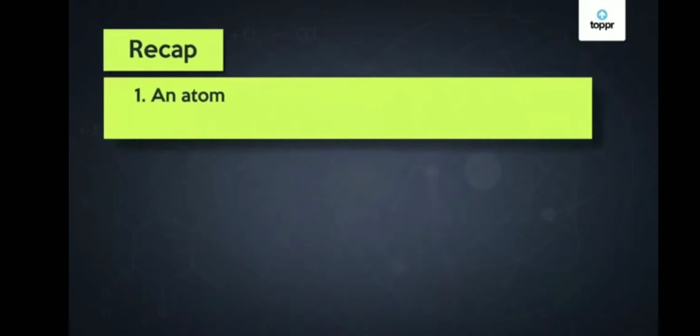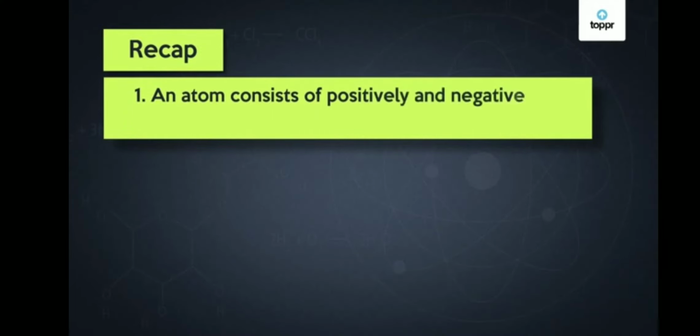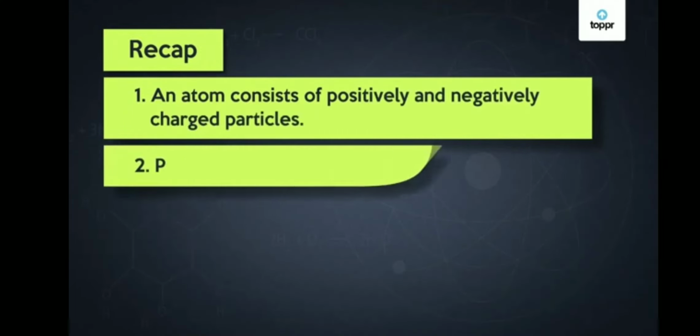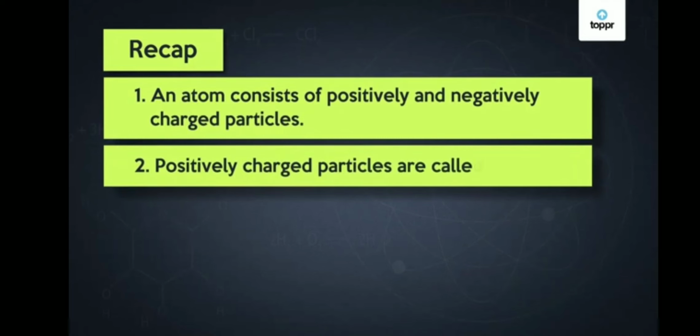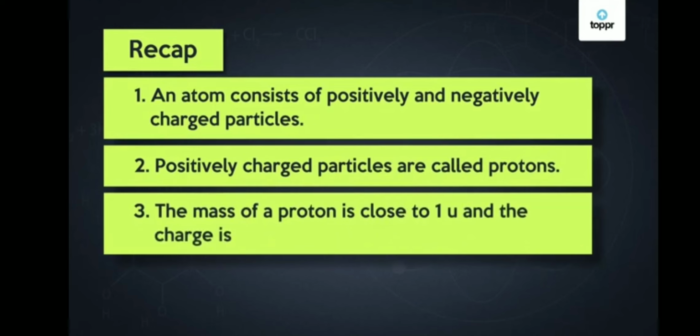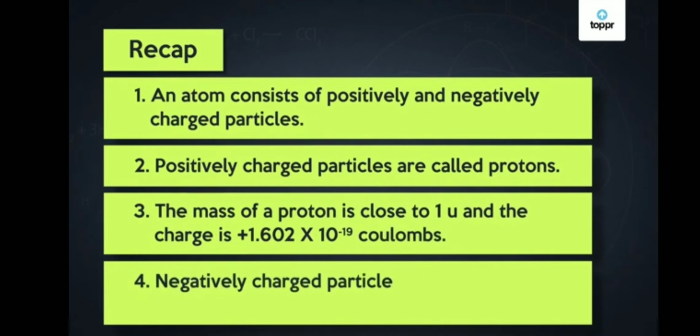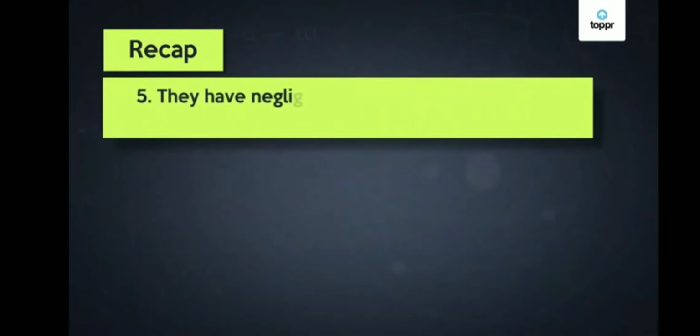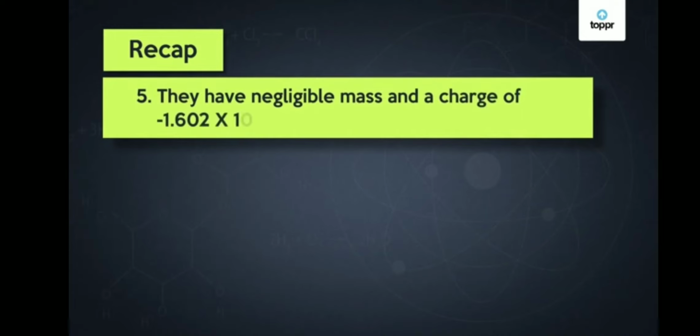An atom consists of positively and negatively charged particles. Positively charged particles are called protons. The mass of a proton is close to 1 U and the charge is plus 1.602 into 10 raised to minus 19 coulombs. Negatively charged particles in the atom are called electrons. They have negligible mass and a charge of minus 1.602 into 10 raised to minus 19 coulombs.